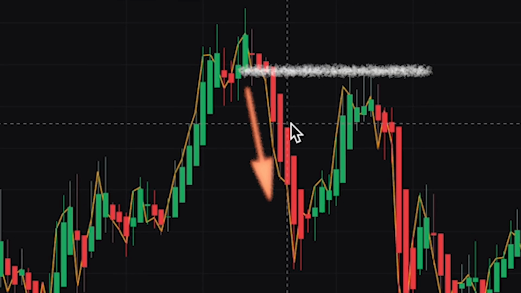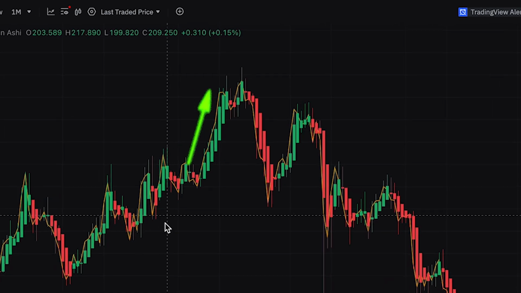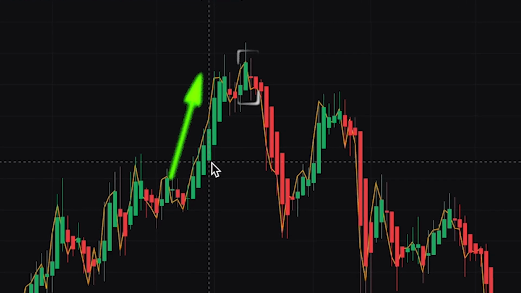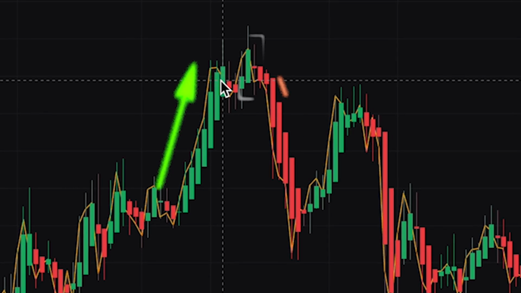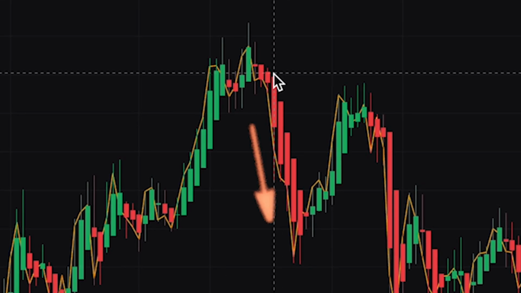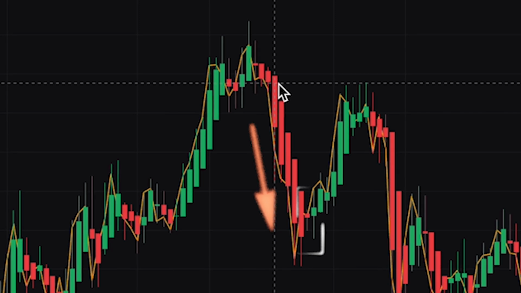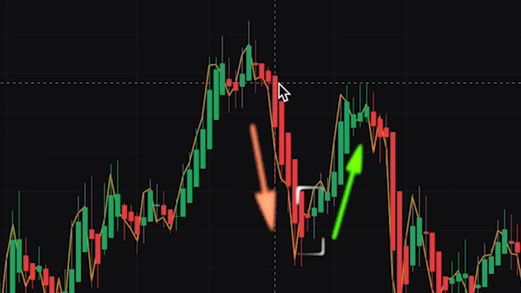Let's look at a real example. The price is rising, candles are green, without lower wicks. A doji appears, then one red candle, then a second, both without upper wicks. This is a sell signal. Or the opposite, a downtrend, then after a doji two bullish bars without lower wicks. This is a buy signal.